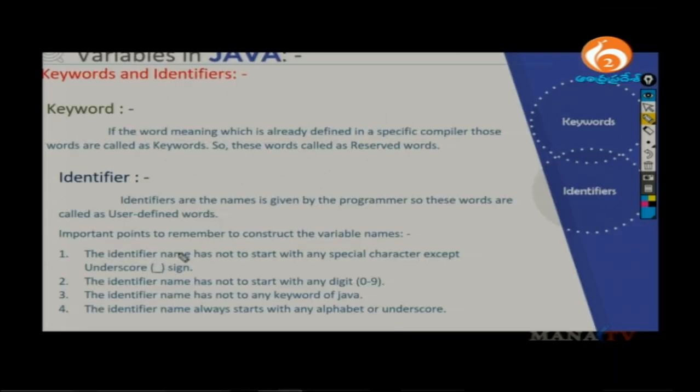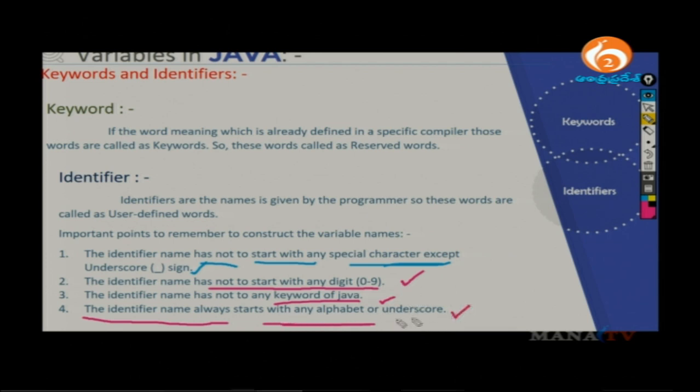The identifier name must not start with any special character except the underscore sign. Second, the identifier name must not start with any digit, 0 to 9. The identifier name should not be any keyword of Java, the third rule. And what is the possible way? The identifier name always has to start with an alphabet, or else it has to start with the underscore sign. Please note these 4 points down, very important points in your interviews.